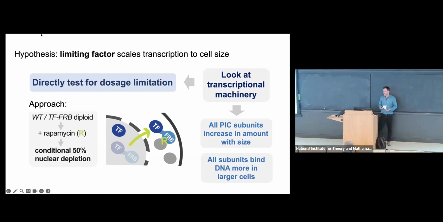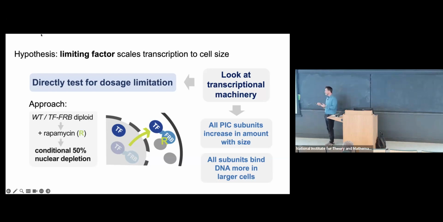So how do we want to do that? Well, we use this rapamycin-inducible binding system to anchor half of a particular protein in the cytoplasm, away from the nucleus, where presumably it's working on transcription. We have a heterozygous diploid where one allele has this FRB rapamycin-induced binding domain and the other allele doesn't. So we add rapamycin, and half of it goes out of the nucleus in about 10 minutes.